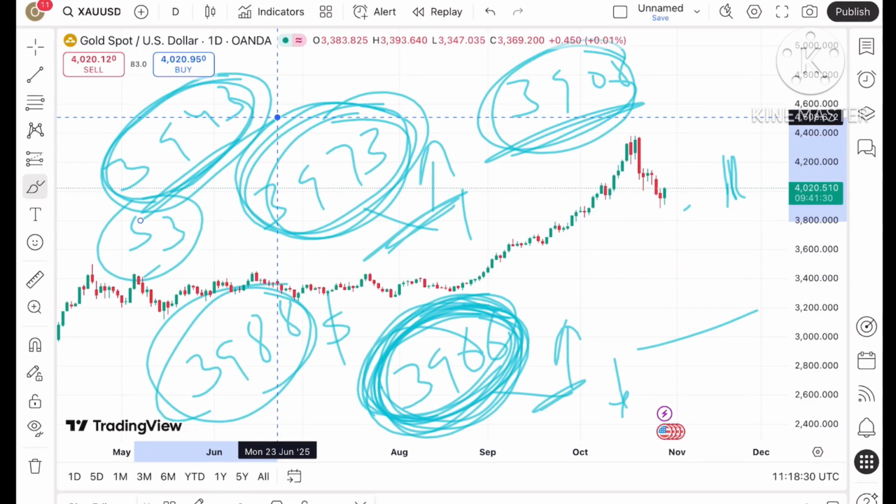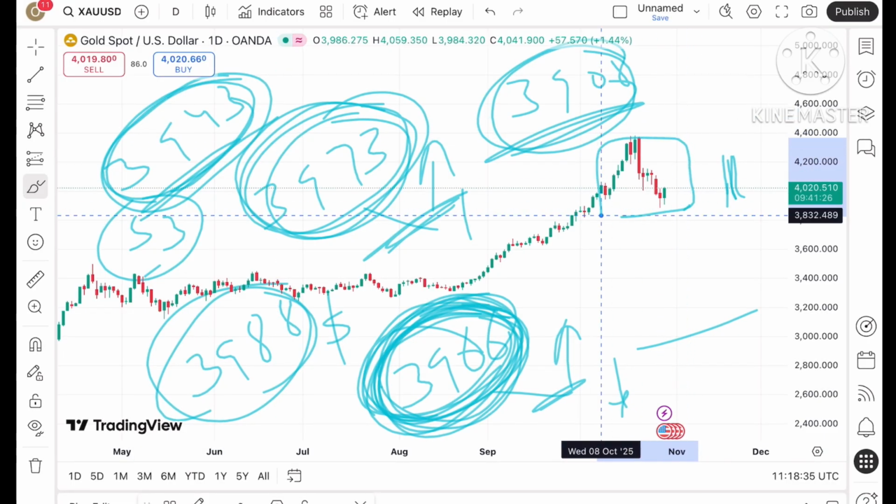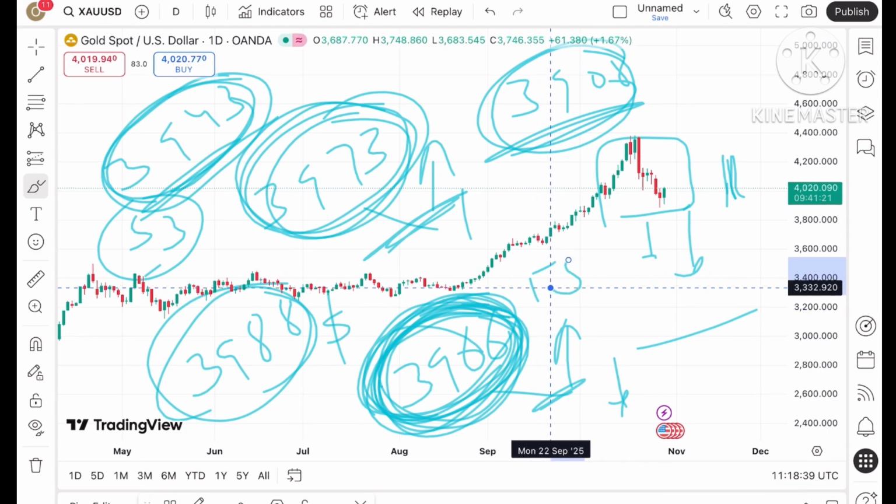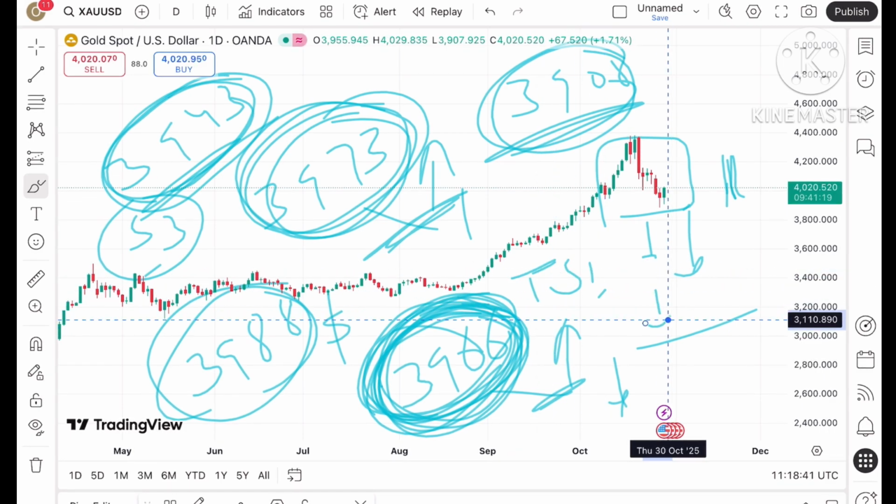And any doubt regarding this, you can mail me. The mail ID is also in the description, and then there will be a zone breakout, so we can see a further fall. So you can trail your SL by $10 to $15 as explained if the price starts going down.